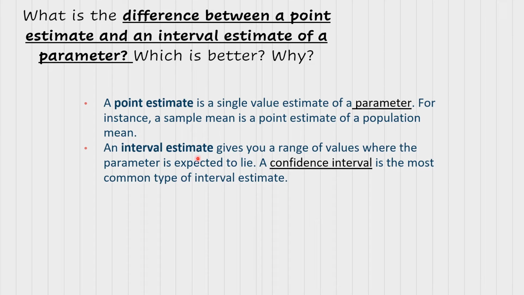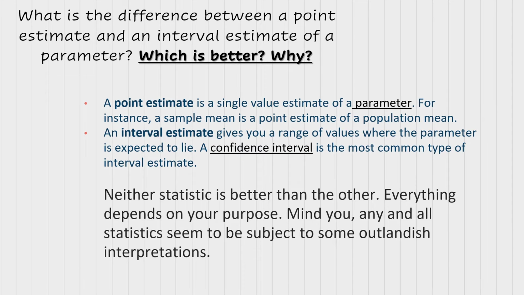If an interval estimate is symmetric, the middle point of the interval is a reasonable point estimate, but not necessarily the maximum likelihood estimate. This is generally true for positive quantities like the standard deviation. Neither statistic is better than the other. Everything depends on the purpose. Mind you, any and all seem to be subject to some outlandish interpretation.